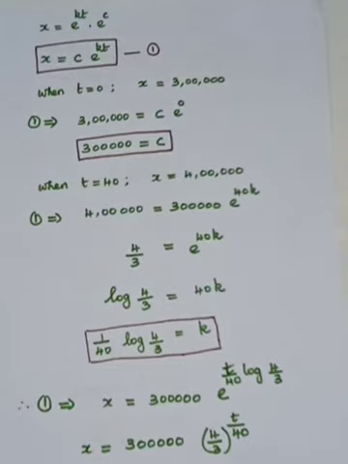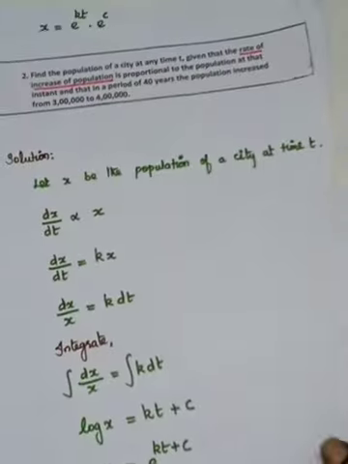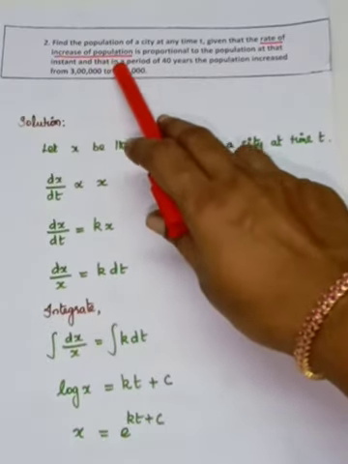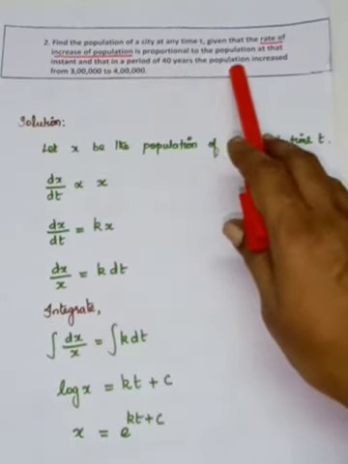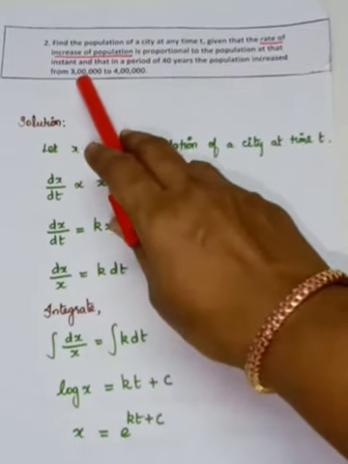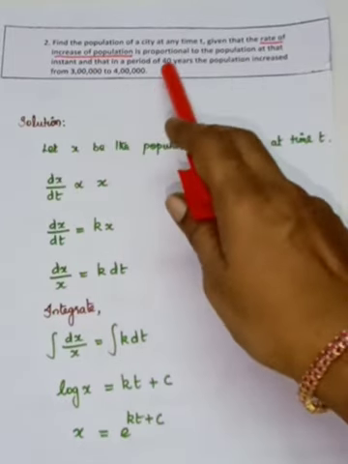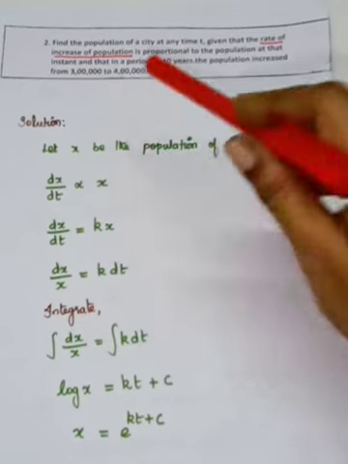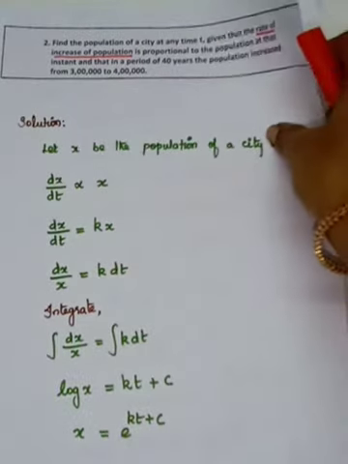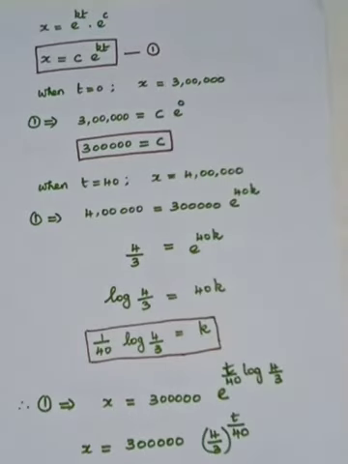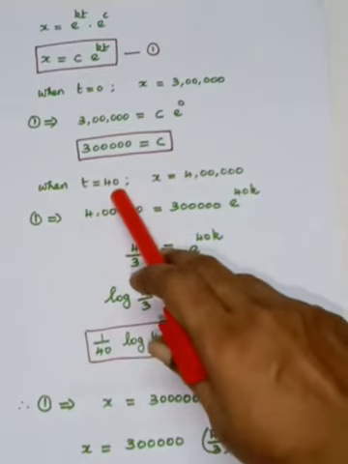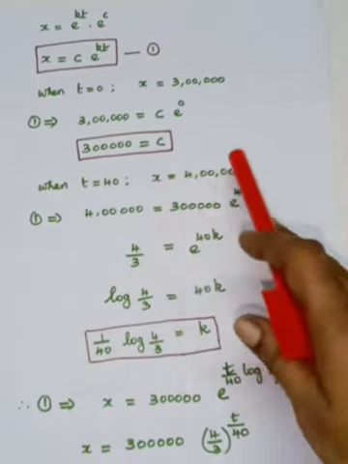Next, fourth step, you have to apply the given condition. See here, there are no other sentences. So again you just read the last one. In a period of 40 years, the population increased from 3 lakhs to 4 lakhs. So therefore, after 40 years, the population is 4 lakhs. So when t is equal to 40, that is here time is the number of years, the population is 4 lakhs.